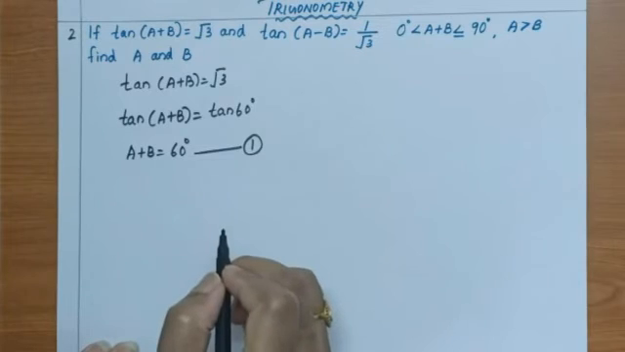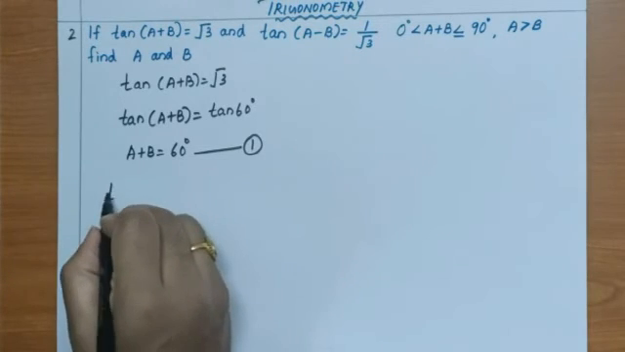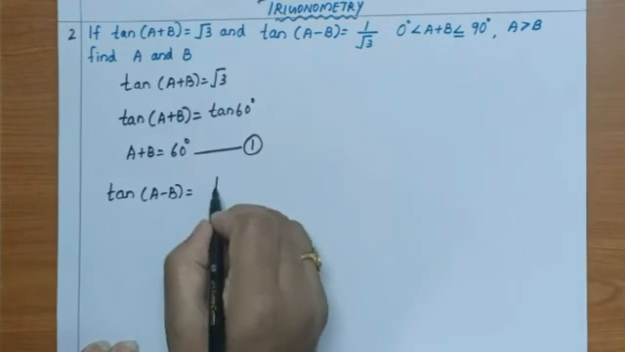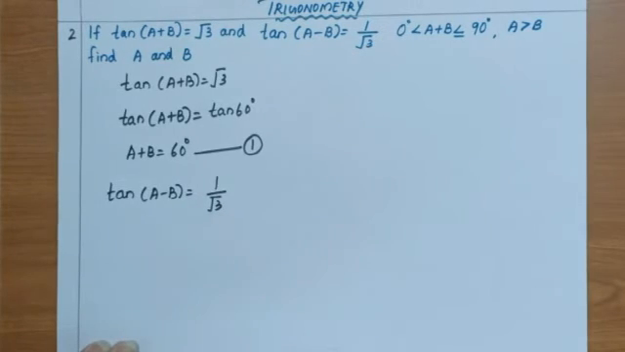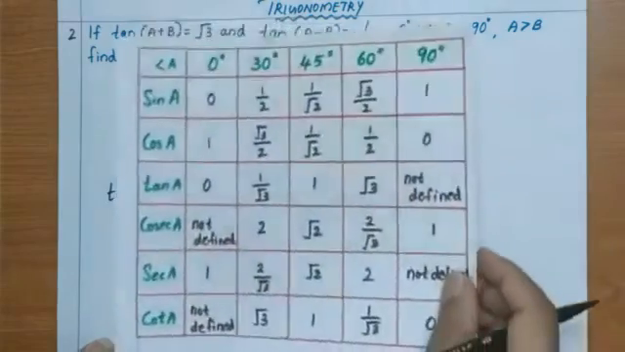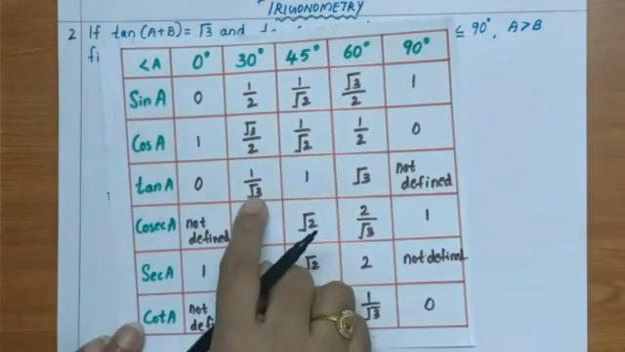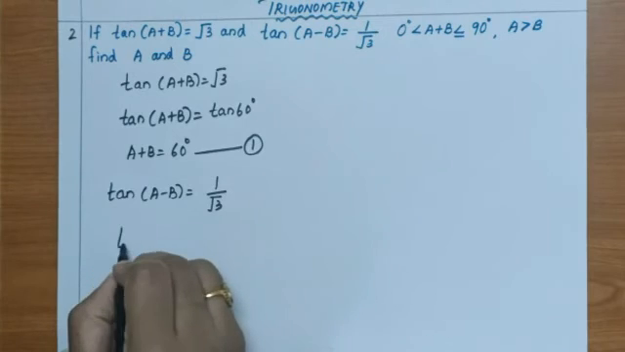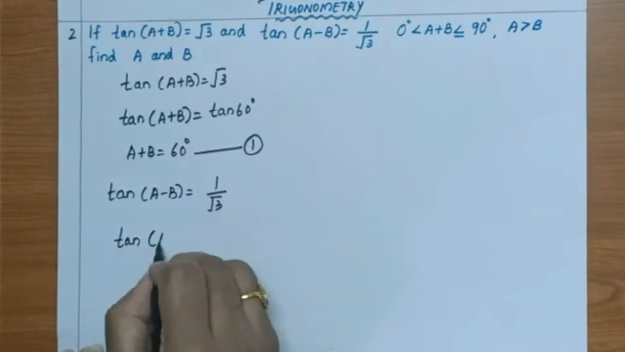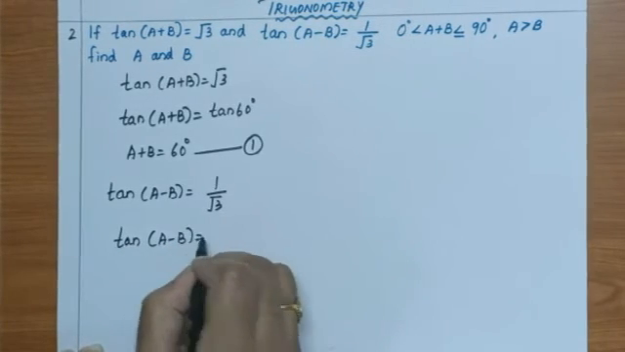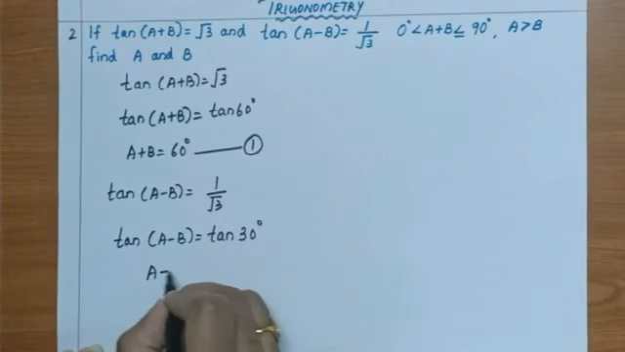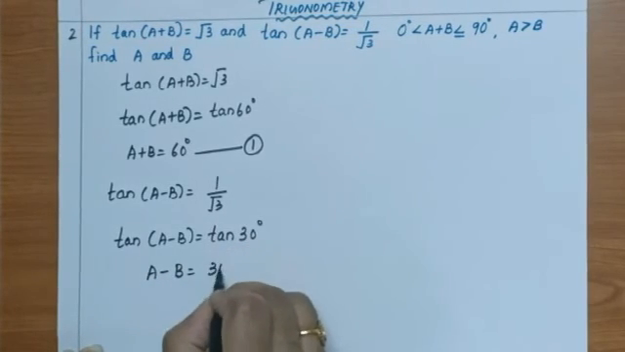Now tan a minus b equal to 1 by root 3 we have. So here 1 by root 3 we are getting for tan 30 degree. So we can write tan a minus b equal to tan 30 degree. So a minus b equal to 30 degree. Consider this as equation number 2.